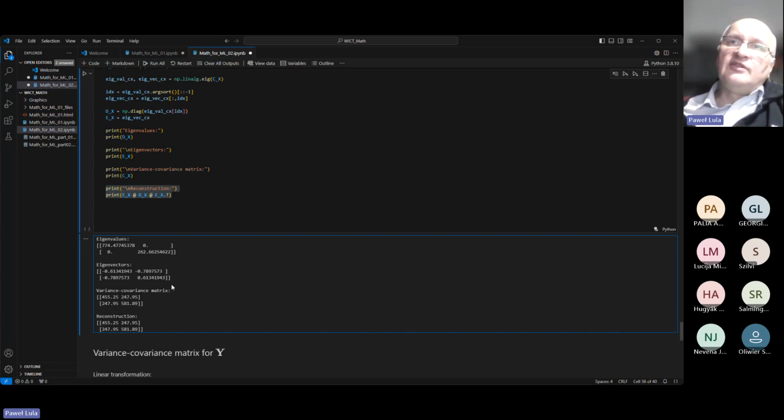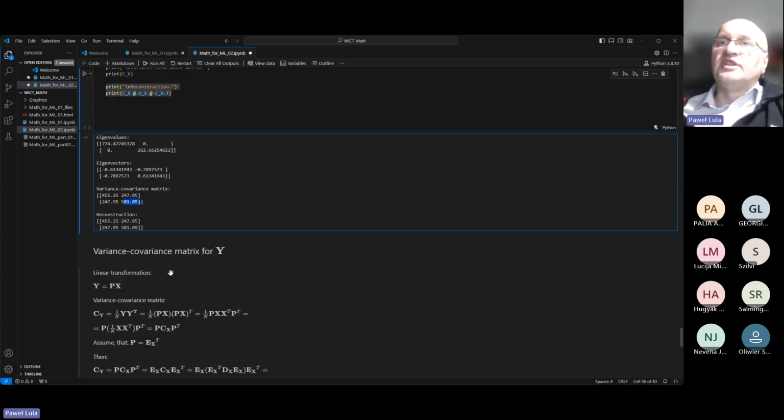For our original data, we see that variances are here and covariances are here, and covariances are not equal to 0. And it is our problem. So the data are correlated. Values of the first and the second variable are correlated. And we want to remove this correlation. We will try to do it here.